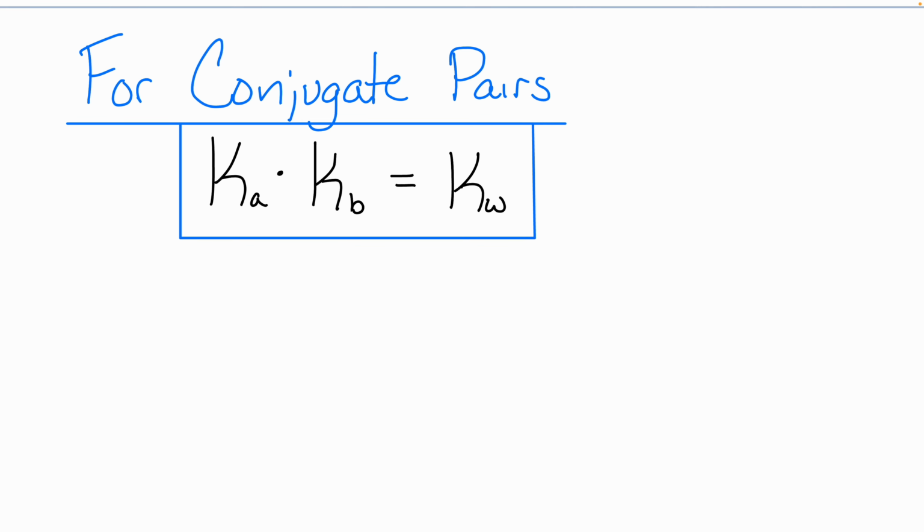All right, so again, this statement is only true for conjugate pairs. But for conjugate pairs, if I know how strong my acid is, I can find out how strong that conjugate base is, and vice versa. All right, so let's do an example here.